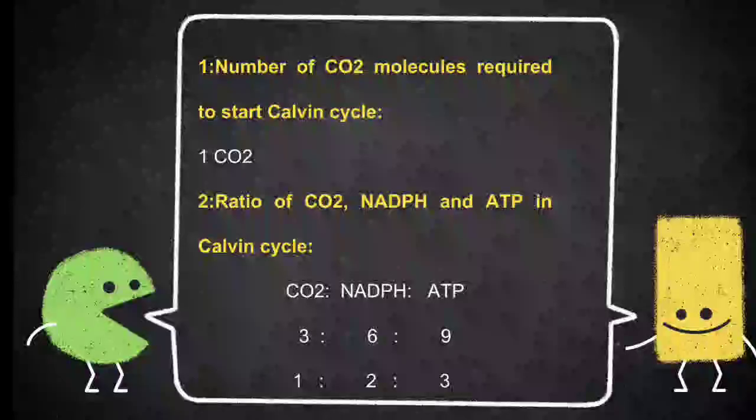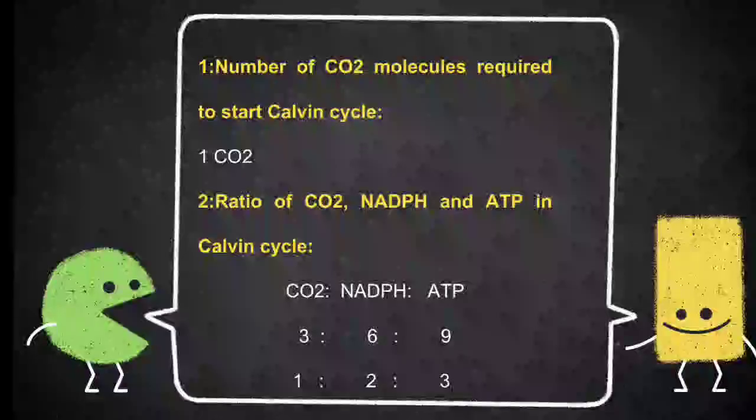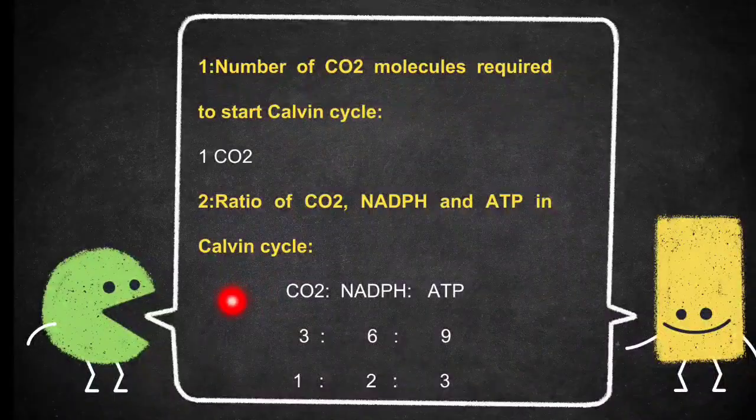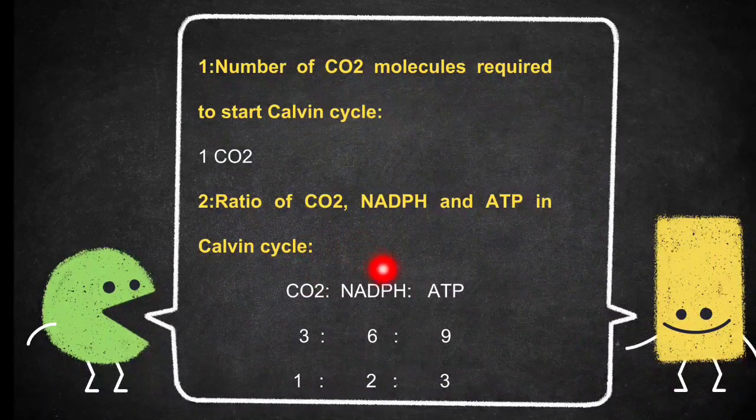So do remember, if we have 1 molecule of carbon dioxide, then NADPH will be double of the carbon dioxide molecules and ATP will be triple of the carbon dioxide molecules. Like in the Calvin cycle for making triose, we had 3 molecules of carbon dioxide, so NADPH will be double of it. So these are 6 NADPH and ATP will be triple of it. So 3 2s are 6 and 3 3s are 9.